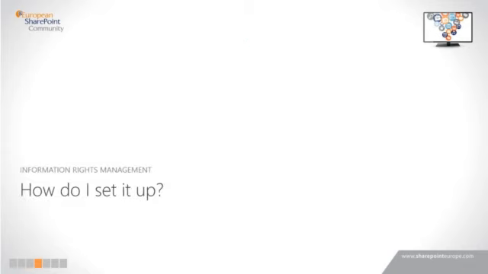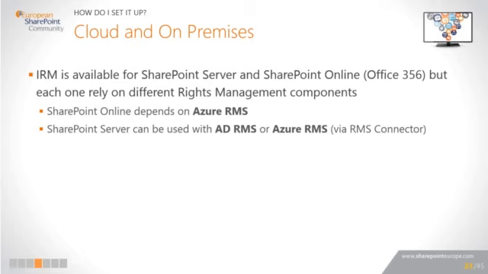Now that you know what IRM is, why you need it, and how it works, let's talk about how you can set it up. IRM can be used in SharePoint Server on premises and in SharePoint Online in Office 365. However, they rely on different RMS products. When deploying IRM in SharePoint Online, you must use Azure Rights Management. When deploying IRM in SharePoint Server, you can choose between Azure RMS and Active Directory RMS. Azure Rights Management is basically AD RMS in the cloud. Both components are very similar and work mostly the same way, but there are a few differences.